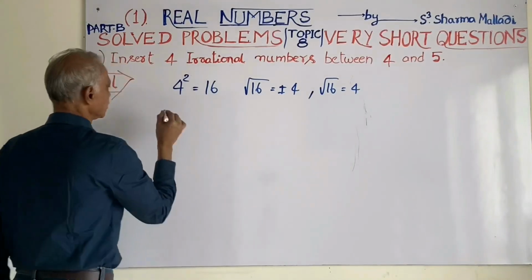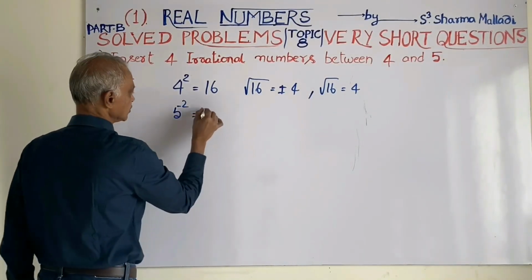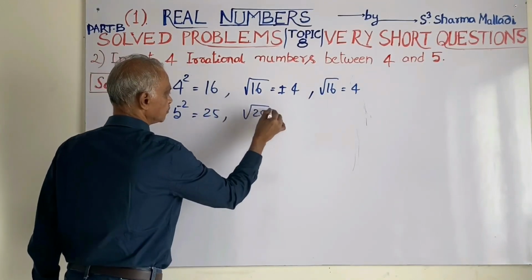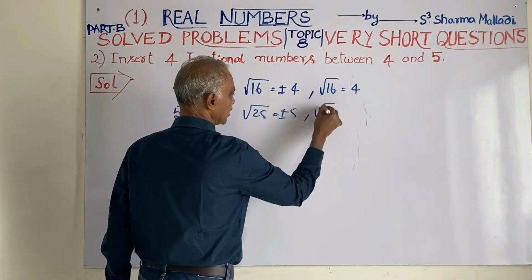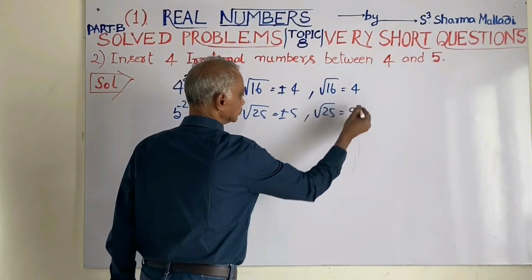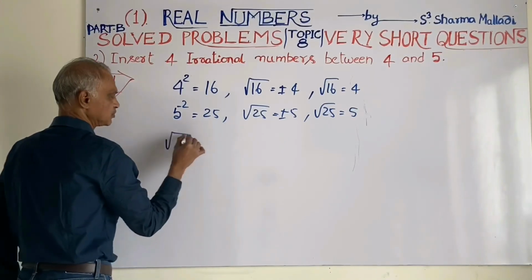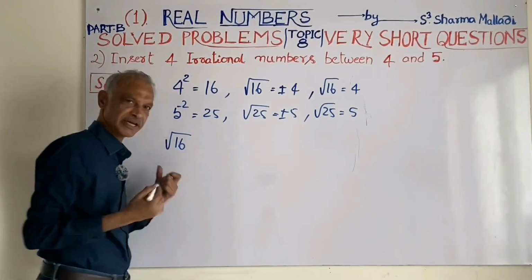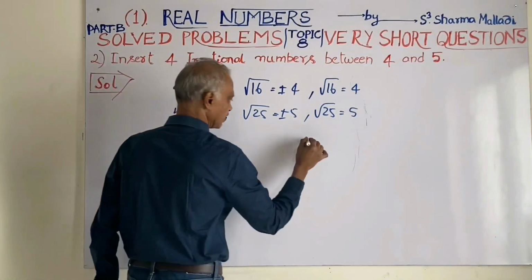What is 5 square? 5 square means 25. Root 25 is equal to plus or minus 5. Root 16 is not an irrational number. We have to write irrational numbers between root 16 and root 25.